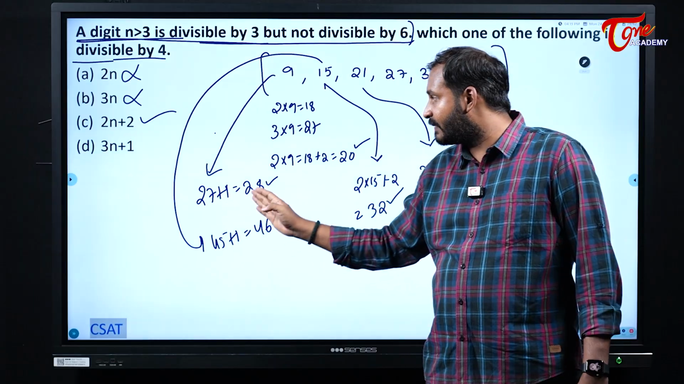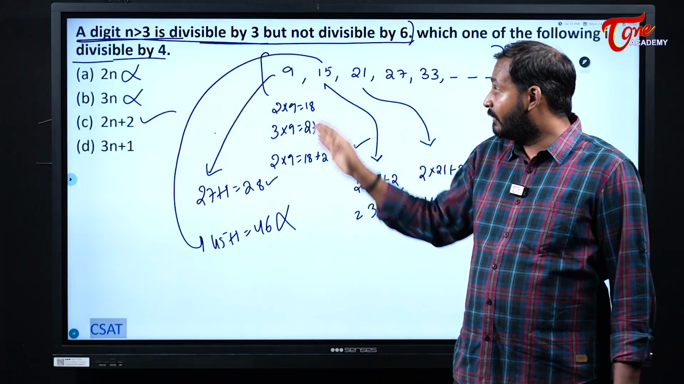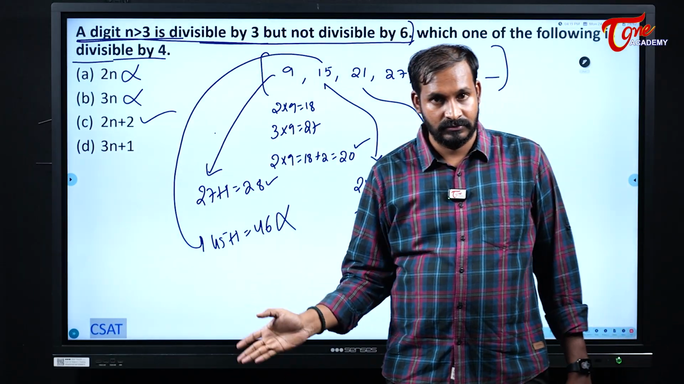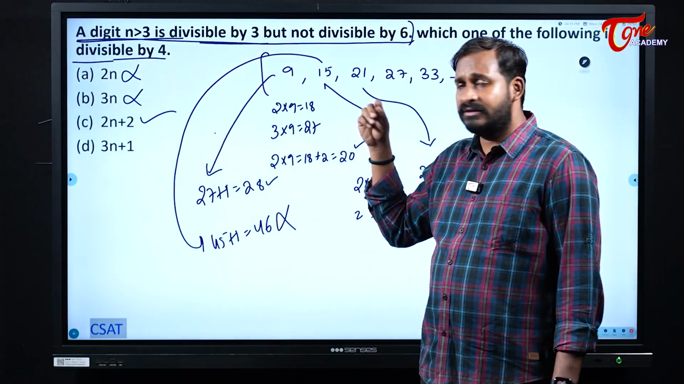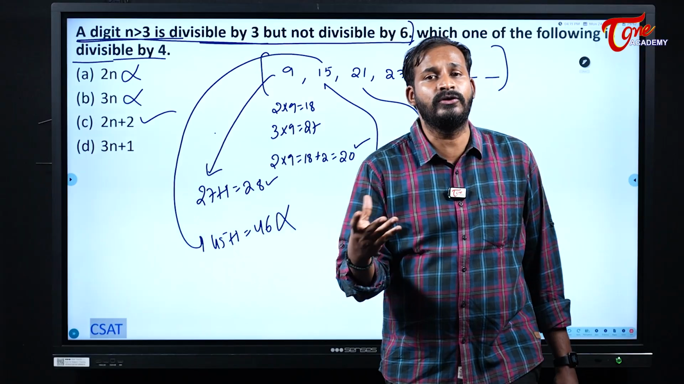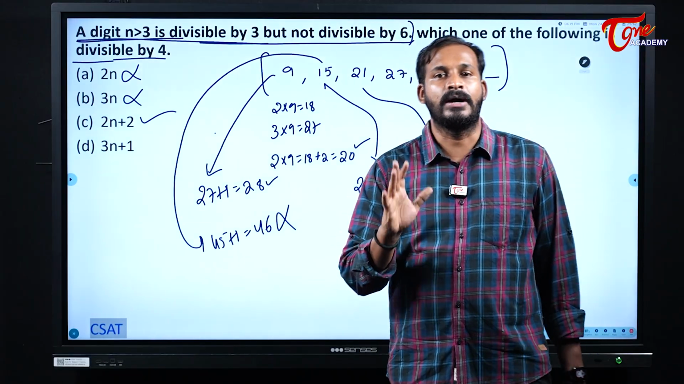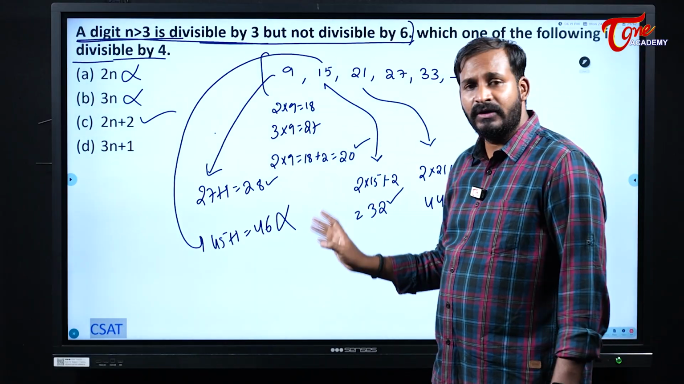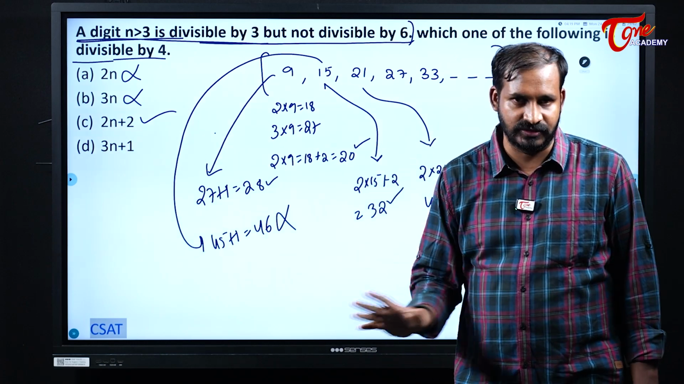See here, actually 3n plus 1 is satisfied for 9. But is it satisfied for 15? No. So whenever you want to cross check anything like this, definitely try to check for 3 to 4 values. Then only come to a conclusion. By checking only one value, don't come to a final conclusion.